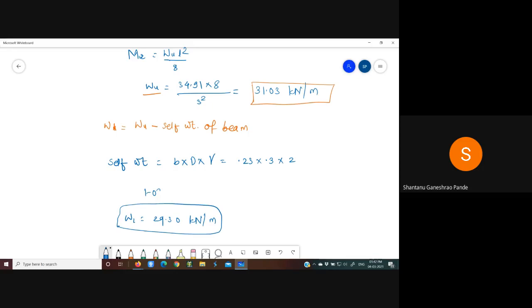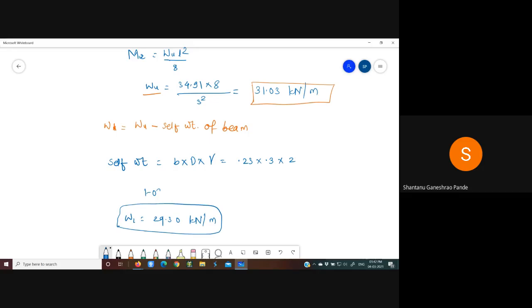Okay, is it clear to all of you now? Yes, sir. In the next session we will go for the doubly reinforced section, the analysis of the doubly reinforced section and a numerical based on that, and then probably you can start with the design of slab.